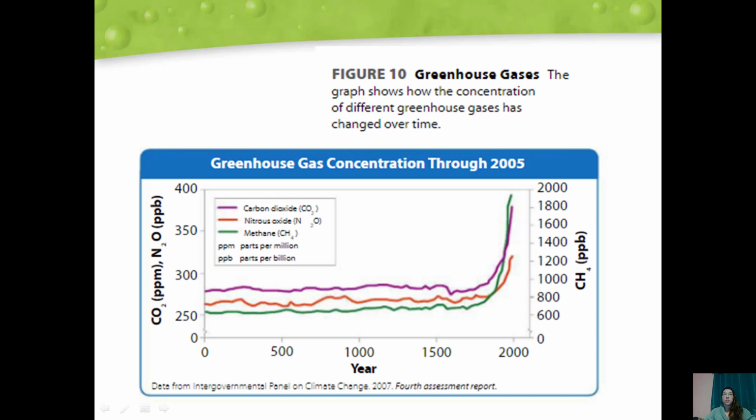Changes in land use. Land use changes, such as the cutting of forests, also have caused an increase in greenhouse gases. Remember that plants, including trees, take in carbon dioxide for photosynthesis. Therefore, the loss of forests contributes to an increase of carbon dioxide in the atmosphere.